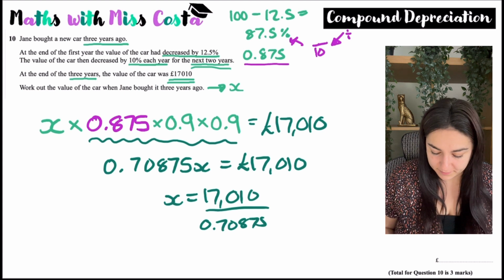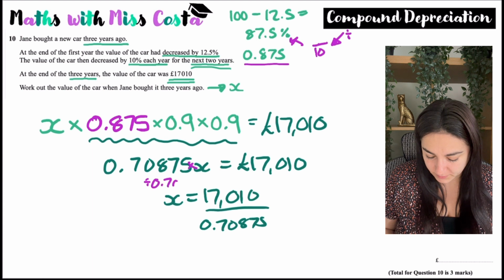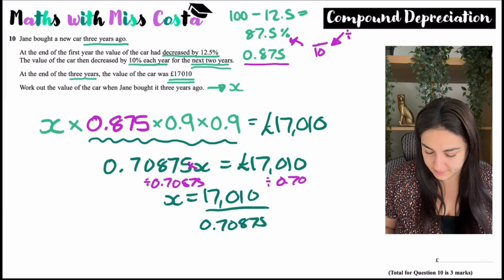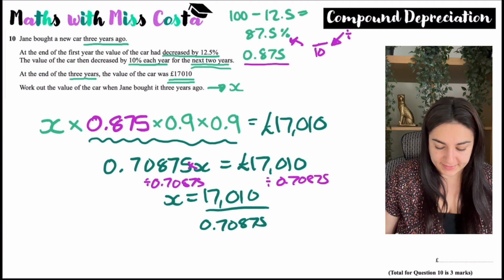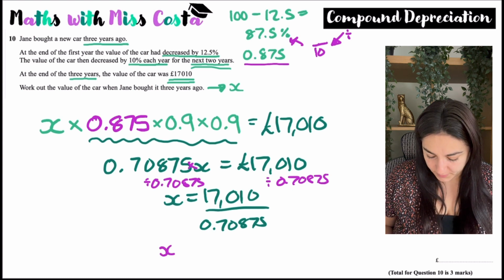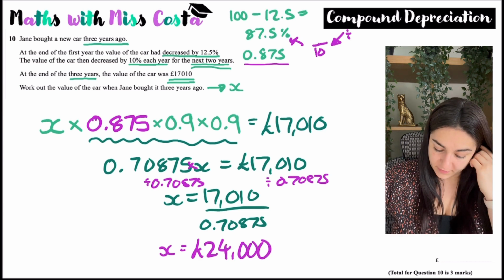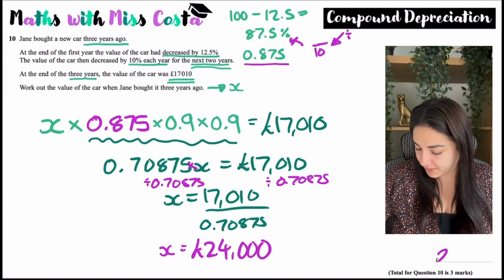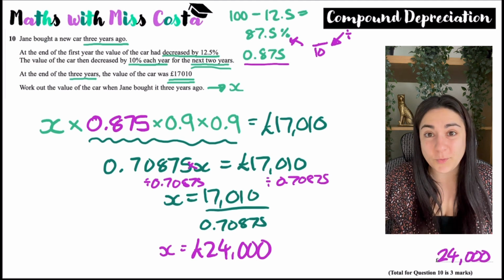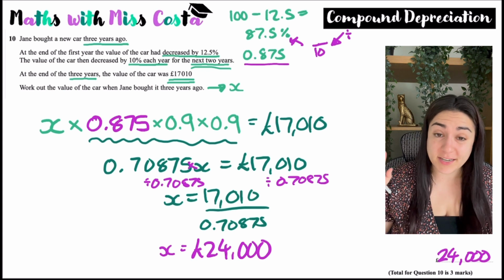So to work out what x is, I'm just going to divide by 0.70875. So divide both sides by this, because when a number and a letter are next to each other, it means they're being multiplied. Okay, so I divide by 0.70875 on both sides. So 17,010 divided by 0.70875 equals 24,000. So therefore, the value of the car when Jane bought it must be £24,000.